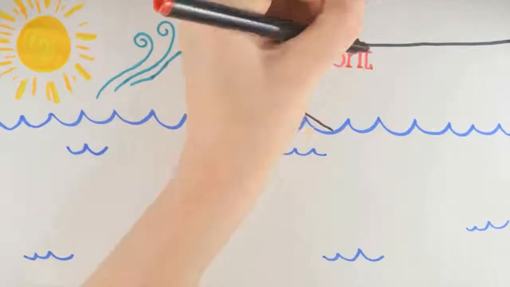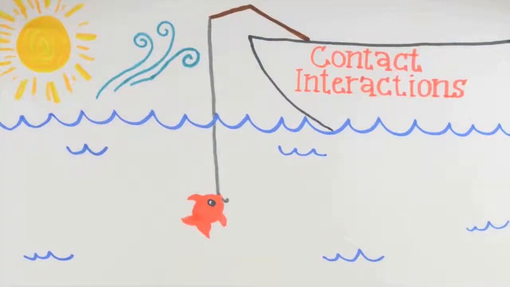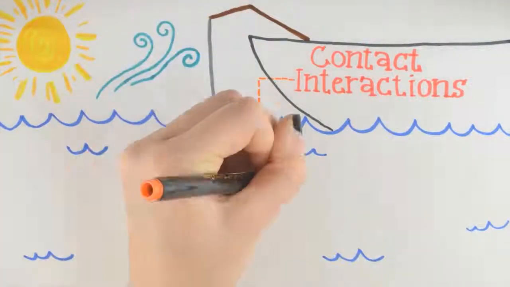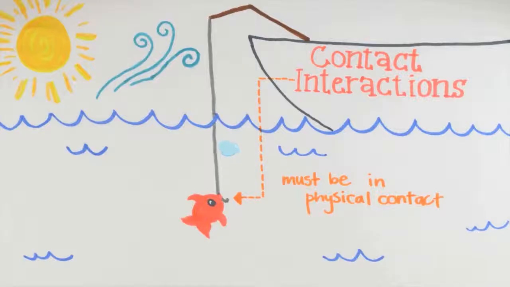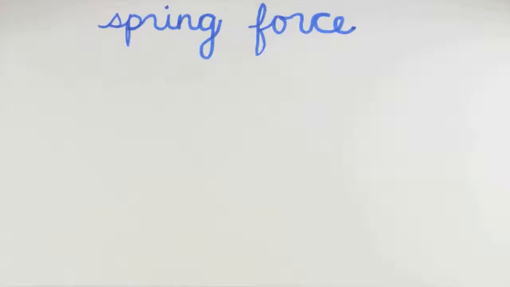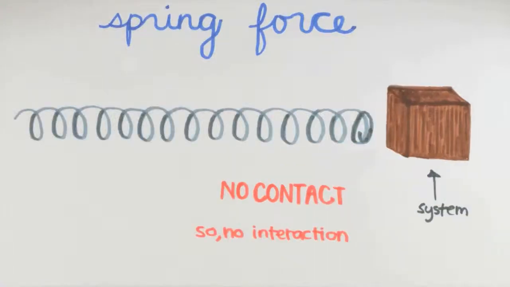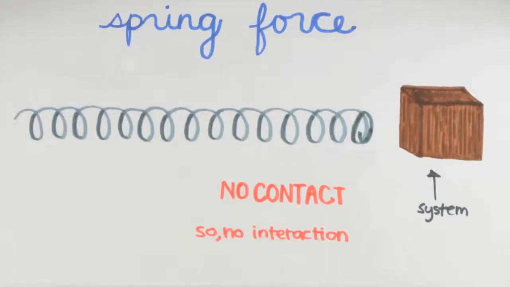Some of the interactions we've discussed so far belong to a class we call contact interactions. The term contact here means the agent in the surroundings must typically be in physical contact with the object in order to exert a force on the object, in order to have an interaction. One example of this we've already discussed is the spring force. The spring must be in contact with the system to exert a force. No physical contact, no interaction.